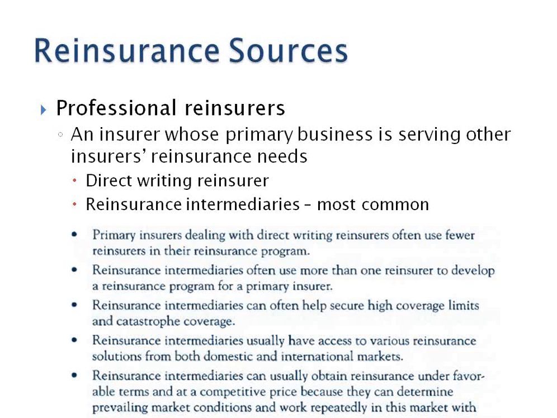We'll talk about professional reinsurers a little more in depth as we go in here. So the professional reinsurers, who are those? It's an insurer whose primary business is serving other insurers' reinsurance needs. And so we're going to have the direct writing insurer, which we mentioned, and then the other one is the reinsurance intermediaries, which are the brokers, which is the most common. Primary insurers dealing with direct writing insurers often use fewer reinsurers in the reinsurance program.